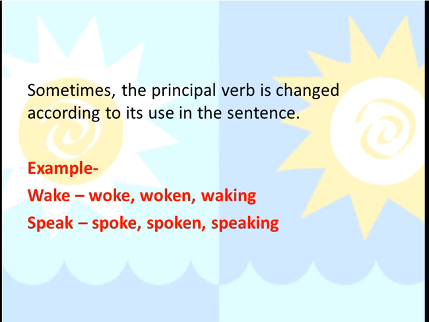Sometimes the principal verb is changed according to its use in the sentence. Here are a few examples of verbs and their changed forms. The principal verb is wake. Changed forms can be woke, woken, waking. Speak, spoke, spoken, speaking. Dance, danced, dancing. Ride, rode, ridden, riding. Break, broke, broken, breaking, etc.